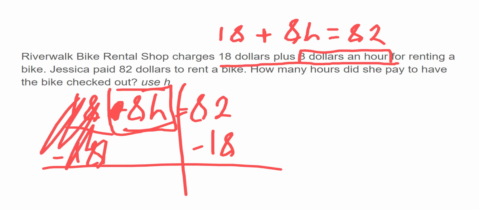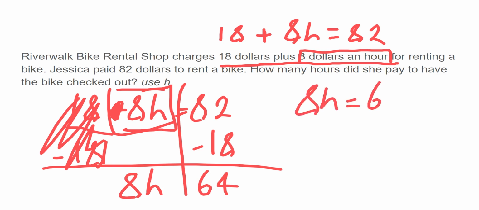So anyways, this is going to cancel out. I'm left with 8H all by itself. What is 82 minus 18? I'm not big brain enough, at least not this early in the morning, to be doing this. All right, 64. So we have 64. So now we have 8 times H equals 64.